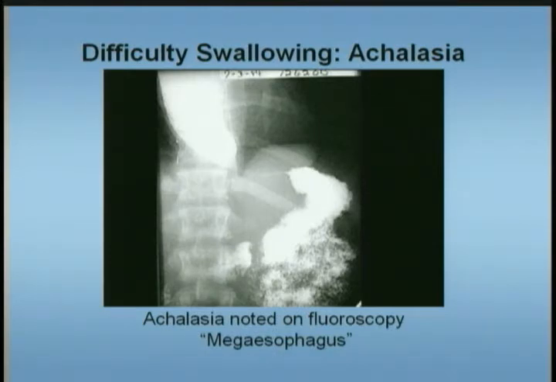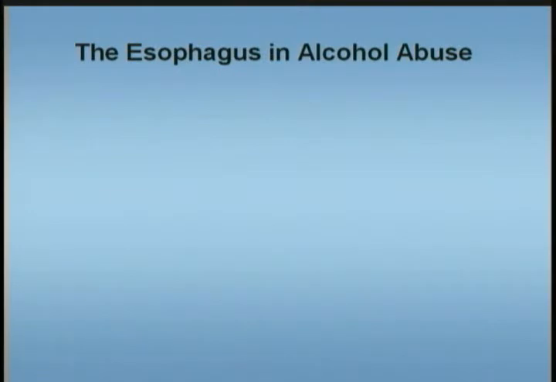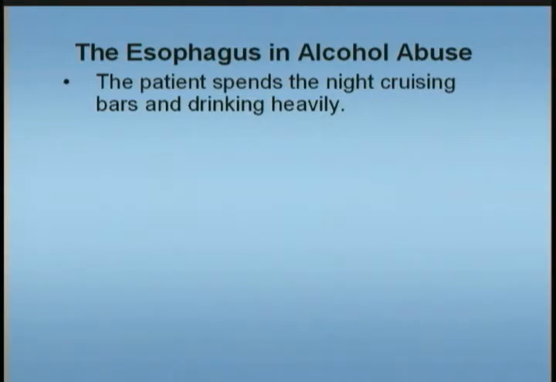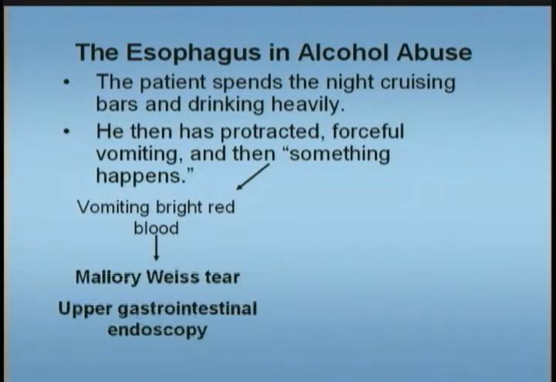Here is a picture of a patient with achalasia with the megaesophagus, visible in fluoroscopy. And here is a picture of a cancer of the esophagus on a barium swallow. Now the next little reminder here, we've already talked about this. A patient who spends the night cruising bars and drinking heavily, and he then has protracted forceful vomiting, and then something happens. If the something that happens is vomiting bright red blood, the problem is a Mallory-Weiss tear, we do an upper GI endoscopy.